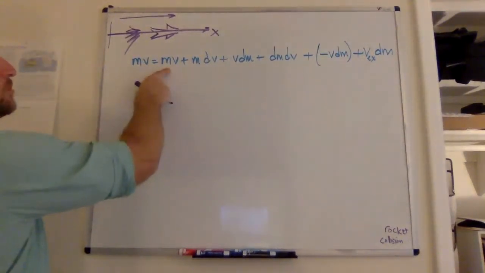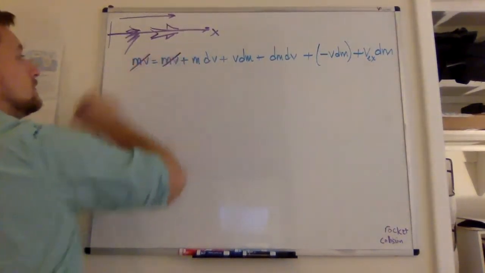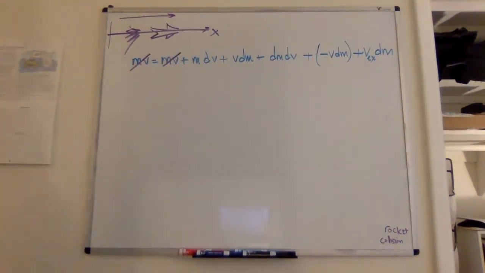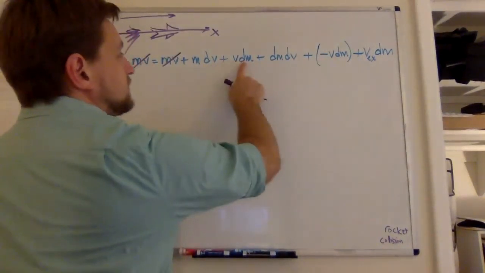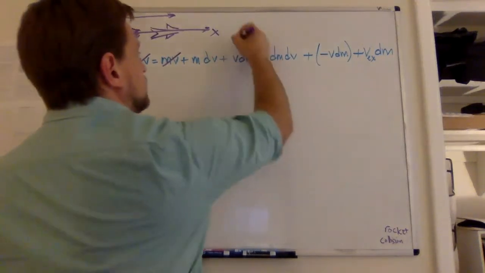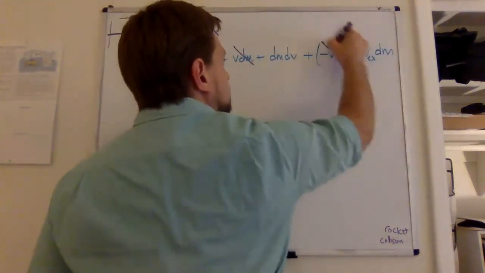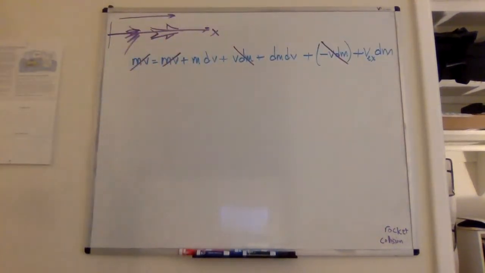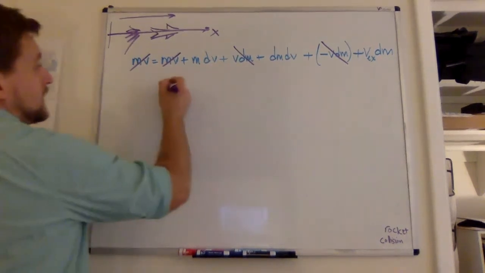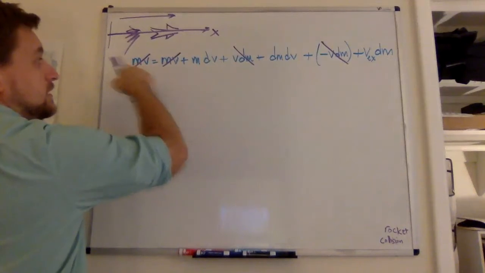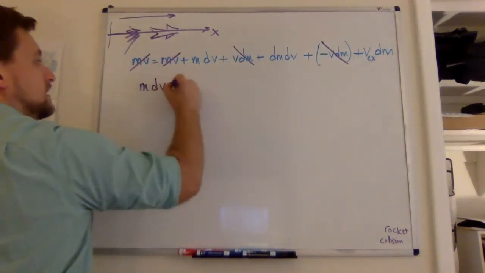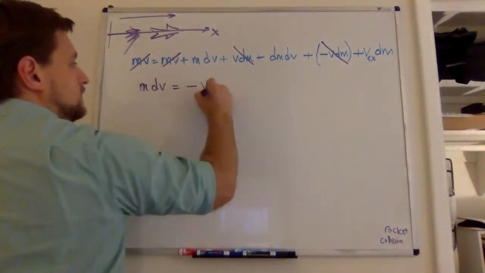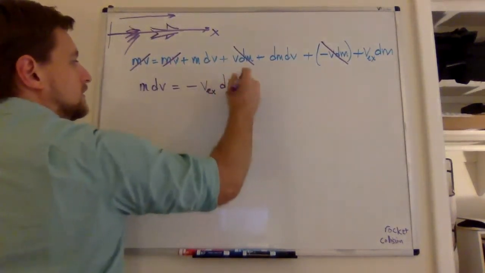I've got an MV on both sides. Subtract. We've got a minus V dM and a plus V dM, so those will cancel on their own. And then there's a 0 here. We can move one of these over here. M dV is equal to negative V exhaust dM.